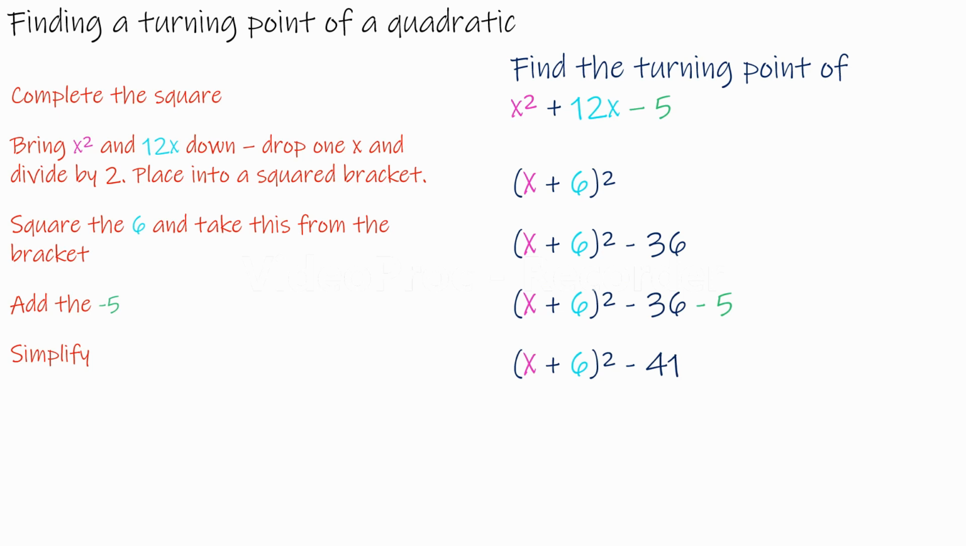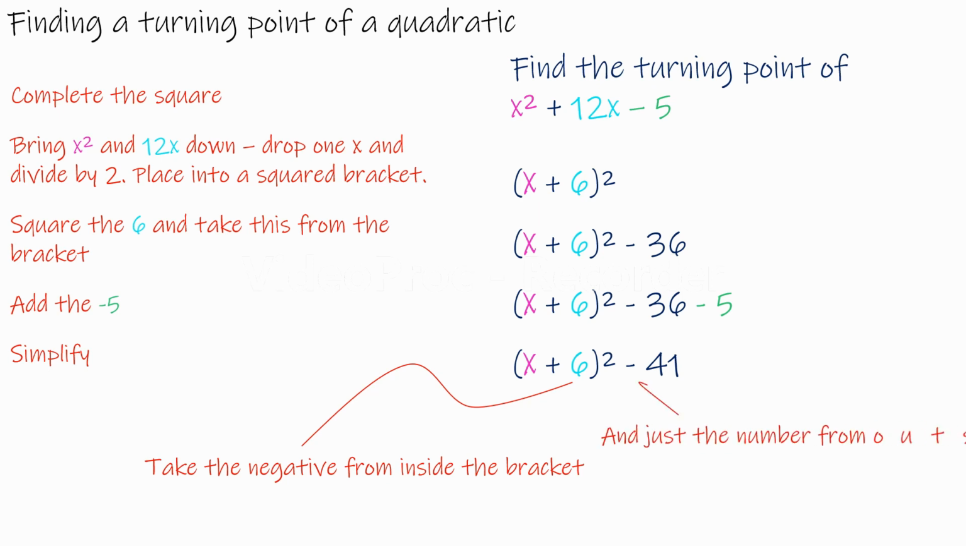Now, to find our turning point from this, we first take the negative of the number that is inside the bracket. So here the negative of 6 is obviously minus 6, and then we're just going to take the number, not its negative, just the number as it is, from the outside. And this will give us an answer of minus 6, minus 41. And a turning point is a coordinate, so you will write it as one. The x value is always in the bracket, and the y value is out of the bracket.